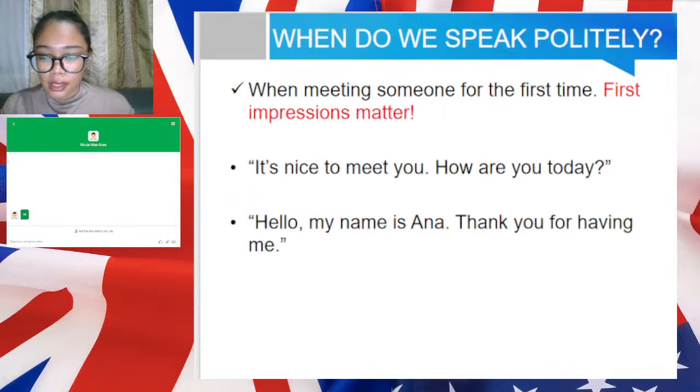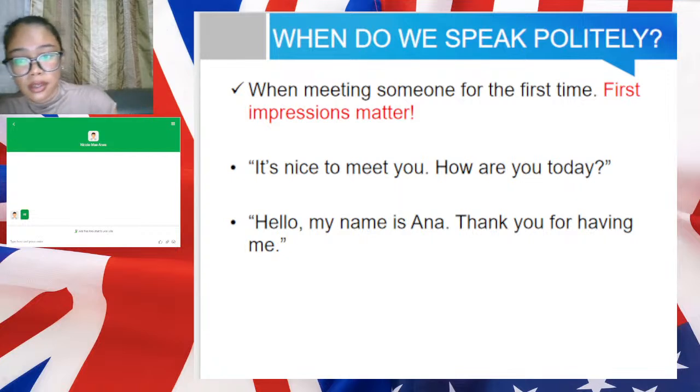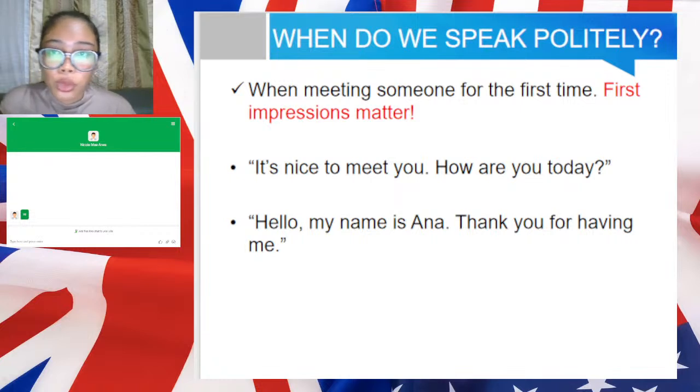Again, next, we also speak politely when meeting someone for the first time. Now, first impressions matter. Here, the idea is that first impression matters, so we speak politely to someone if we met them for the first time. Because the way we speak in that first moment can really help build trust and show respect and make others feel comfortable, because yes, first impressions matter, and a first impression can really build on how you politely address someone, how you talk to them.